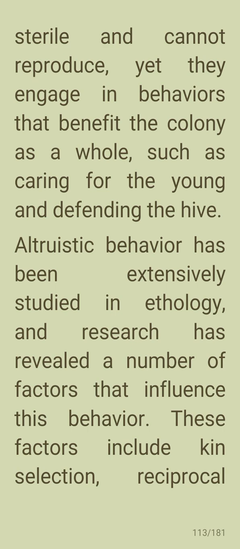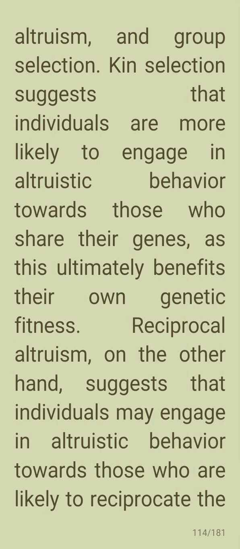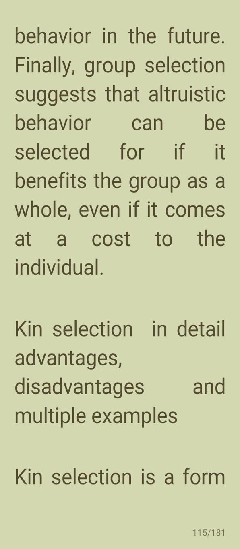Altruistic behavior has been extensively studied in ethology, and research has revealed a number of factors that influence this behavior. These factors include kin selection, reciprocal altruism, and group selection. Kin selection suggests that individuals are more likely to engage in altruistic behavior towards those who share their genes, as this ultimately benefits their own genetic fitness. Reciprocal altruism, on the other hand, suggests that individuals may engage in altruistic behavior towards those who are likely to reciprocate the behavior in the future. Finally, group selection suggests that altruistic behavior can be selected for if it benefits the group as a whole, even if it comes at a cost to the individual.